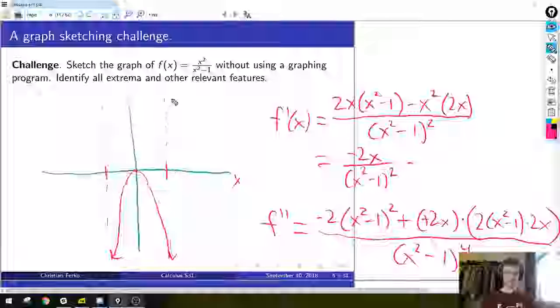On the other side, let's see, coming from the right, if I plug in something slightly bigger than 1, this thing is positive and getting large, so it looks like it comes back down on this side, so I think it should open upwards out here.